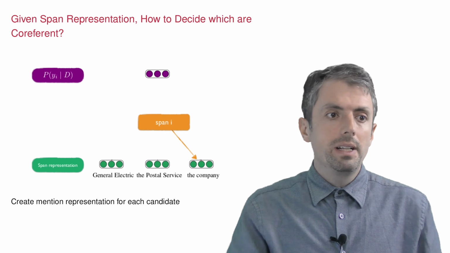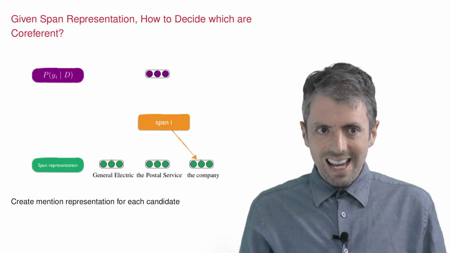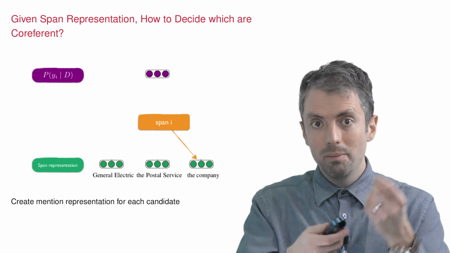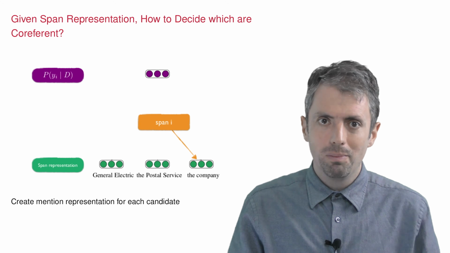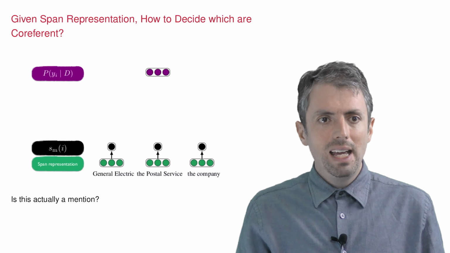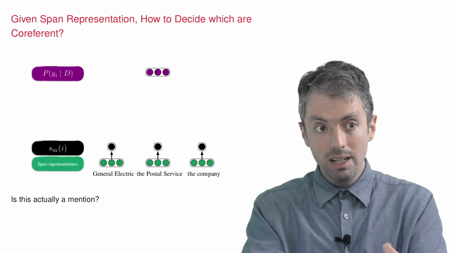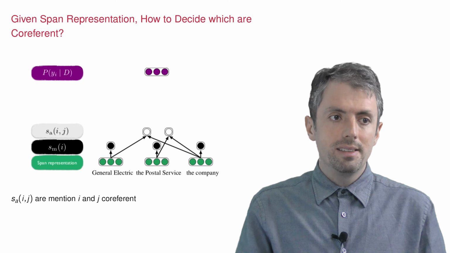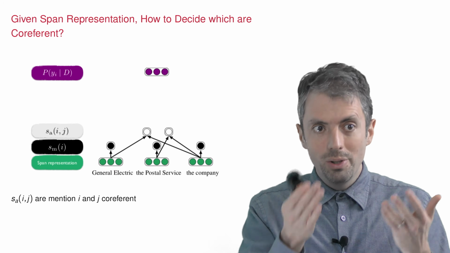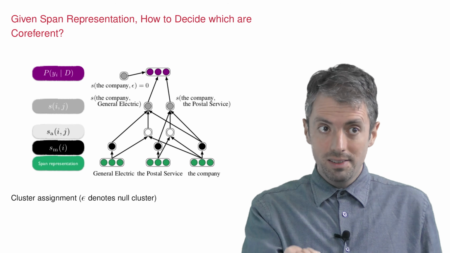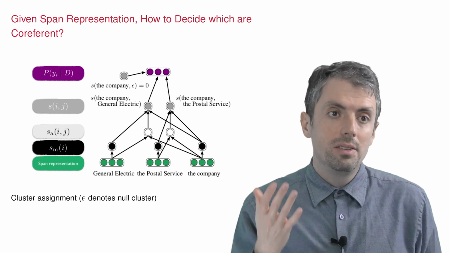So after you've created a mention representation for each candidate, you now have candidate spans. You need to select them using beam search so that you don't blow up the complexity of your algorithm. And then you need to decide, is this a mention that we care about, yes or no? Then you need to decide whether two mentions are coreferent or not. And then you need to assign these to clusters.